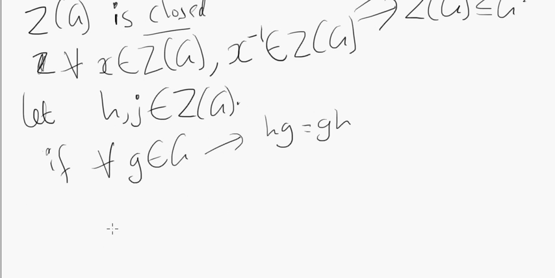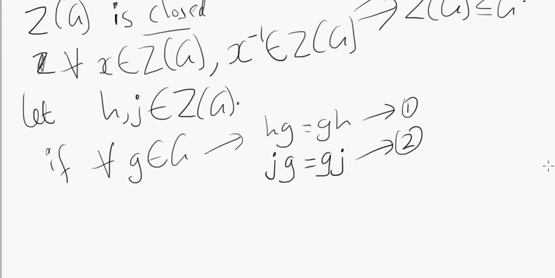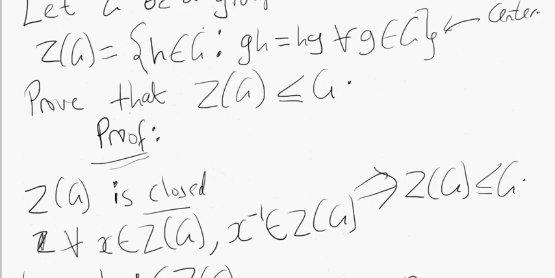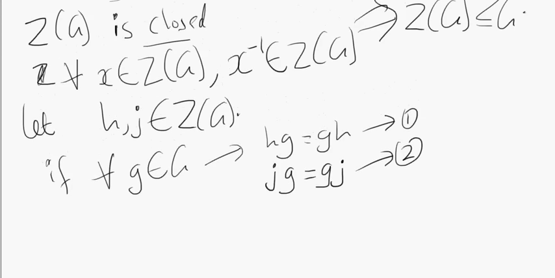That's property 1. It's also true that for all g in G, jg equals gj. That's also another true statement. This is just to help burn in the idea of what Z of G really is. So our task is to prove that it's closed. Well, to prove that it's closed, all we have to do is to consider hj. We need to prove that hj, the product of the elements of Z of G, is also in Z of G. That will prove closure.